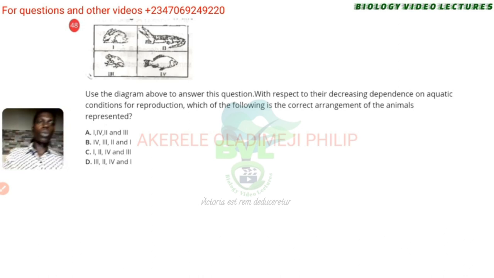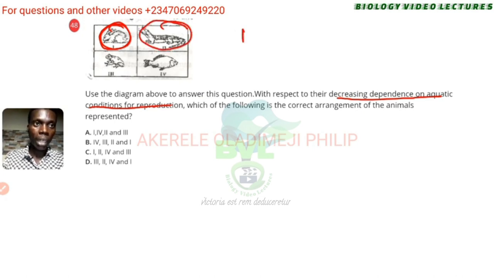Now, use the diagram above to answer this question. With respect to decreasing dependence on aquatic conditions for reproduction, which of the following is the correct arrangement of the animals? Decreasing dependence means that they don't need water to reproduce. So the first is going to be mammals, they don't need water to reproduce, followed by reptiles. So it's going to be one, mammals, two, reptile, then three is amphibia, then four, just like one, two, three, four, the way it is.